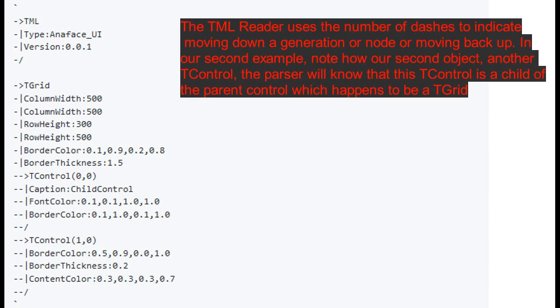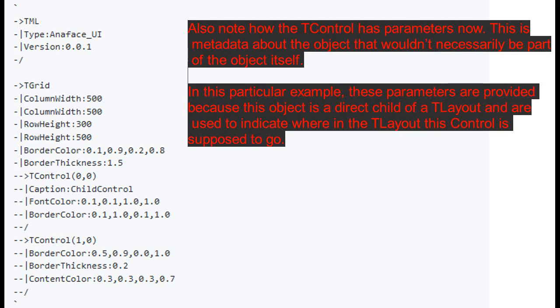In our second example, note how our second object, another T control, the parser will know that this T control is child of the parent control, which in this case happens to be a T grid. Also note how the T control has parameters now. This is metadata about the object that wouldn't necessarily be part of the object itself. In this particular example, these parameters are provided because this object is a direct child of a T layout and are used to indicate where in the T layout this control is supposed to go.